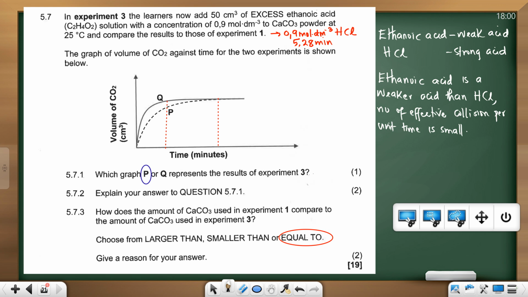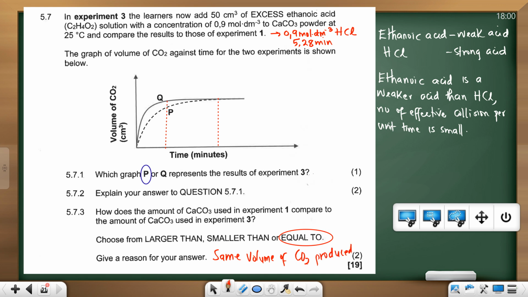Done. Give a reason for your answer for 5.7.3. I think we answered that. How do we know? The same level of carbon dioxide was produced. Same volume of CO2. I want to see how the answer is produced.